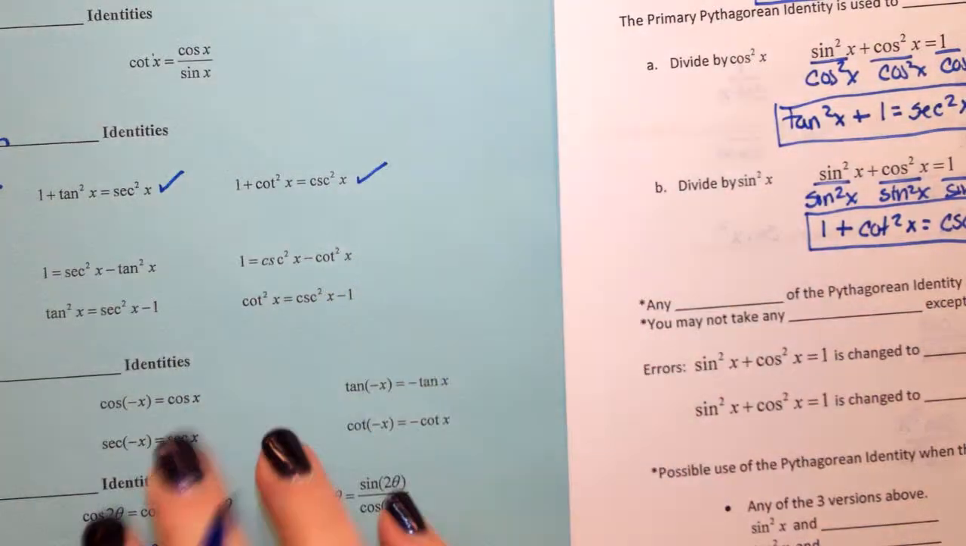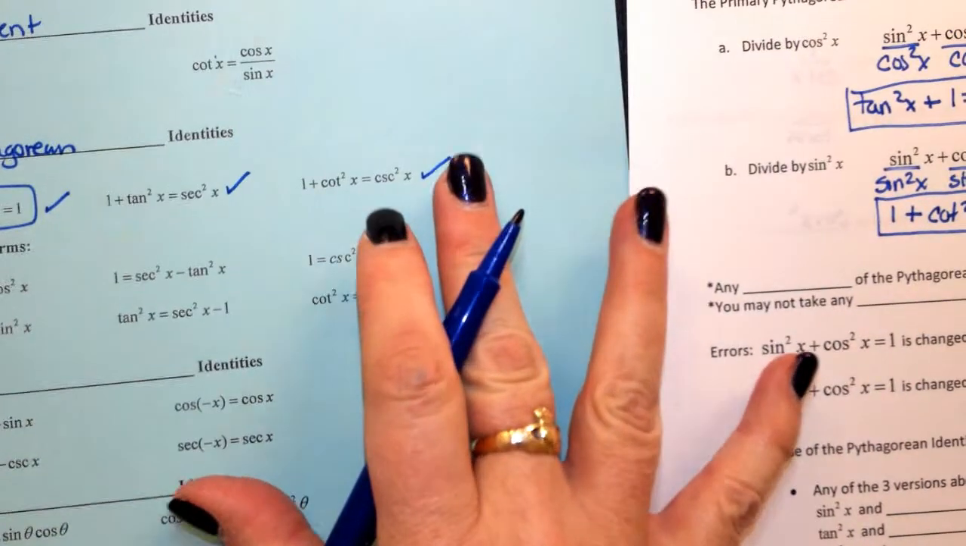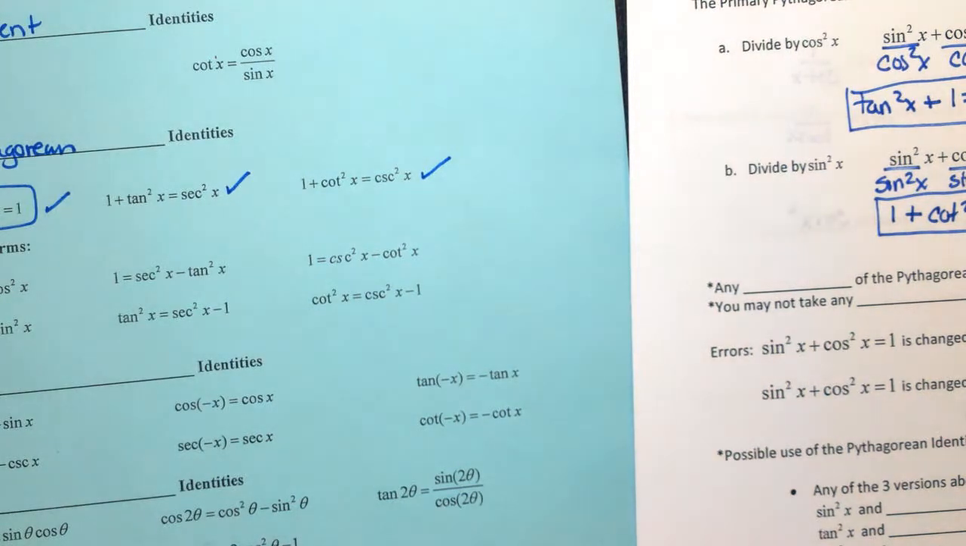So notice, you don't have to memorize all of them. All right? You do not have to memorize all of them, and you don't want to have to memorize all of them. Just remember, as long as you remember sine squared plus cosine squared equals 1, you can find the other 2. All right?